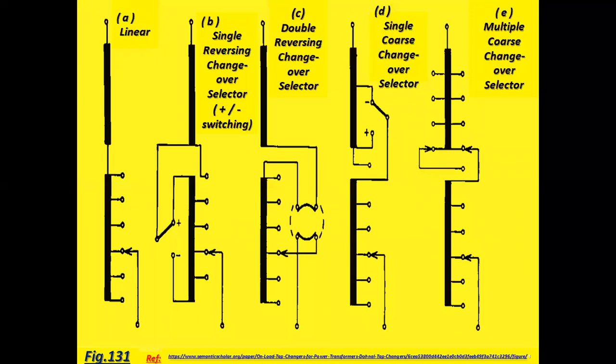Now see the diagram. One is linear, A, B is single reversing changeover selector, that is plus and minus switching, double reversing changeover selector, single coarse changeover selector, multiple coarse changeover selector.